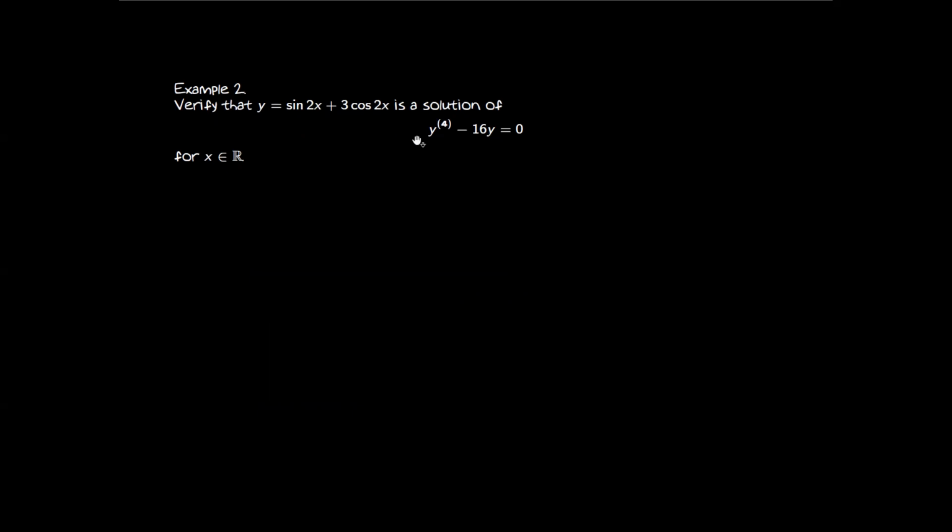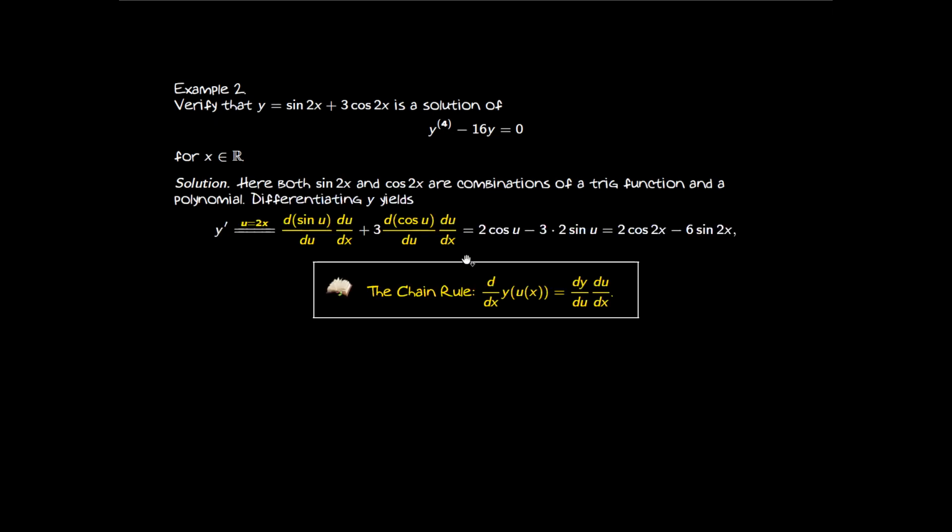In this case, we do not have y prime, y second derivative, the third derivative. But in order to find the fourth derivative, we have to find the first 3 derivatives of y. So anyway, we have to start with y prime. And then we notice that both of these two terms are actually combinations of trig functions and polynomial 2x. So therefore, we have to use the chain rule to figure out the derivative.